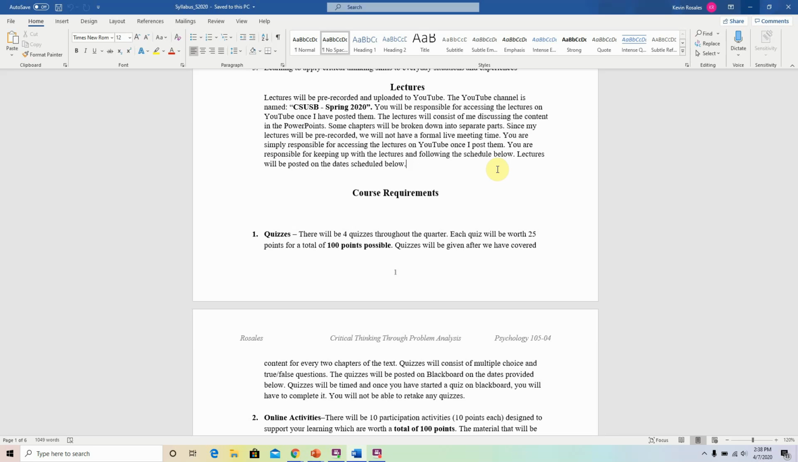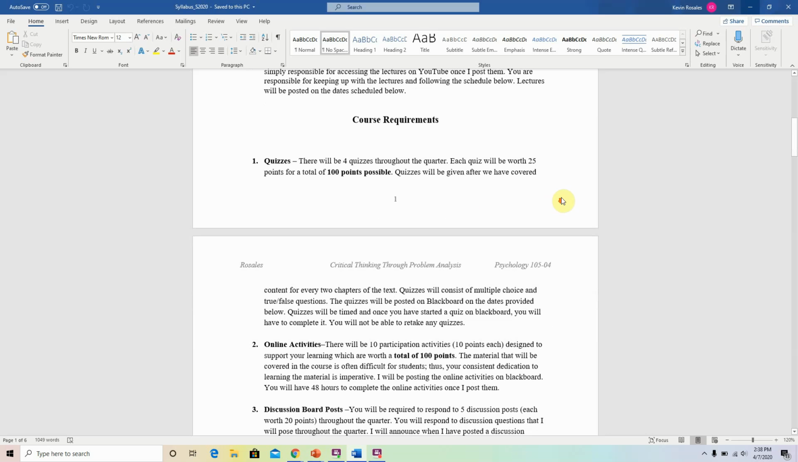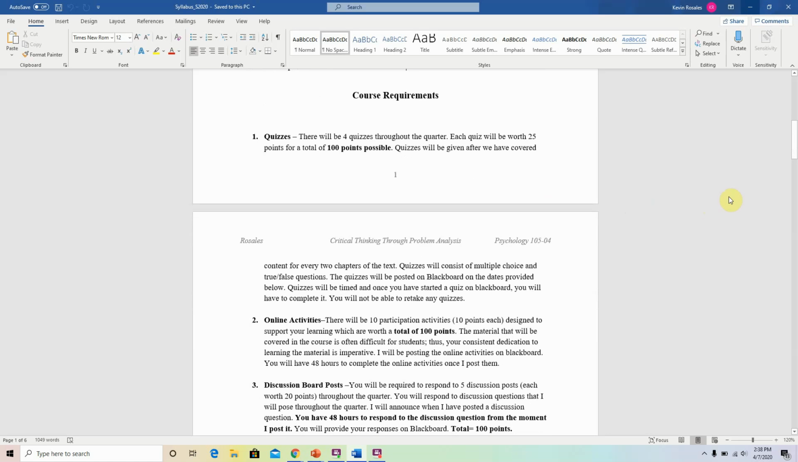All right, so you are responsible for accessing the lectures the moment that they are posted. Try to keep up with the schedule that is listed below in the syllabus and make sure that you're following along and keeping up to date with the lectures that you're supposed to be looking at throughout the course. So let's get to the meat of the syllabus. There are four course requirements.